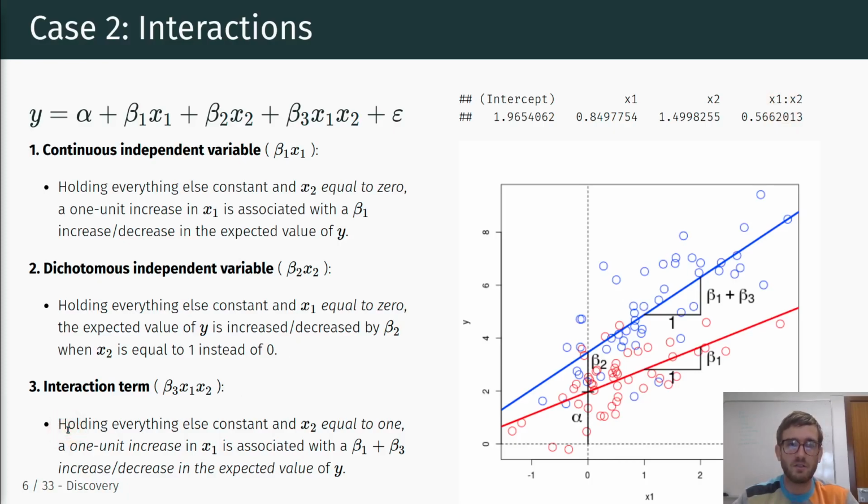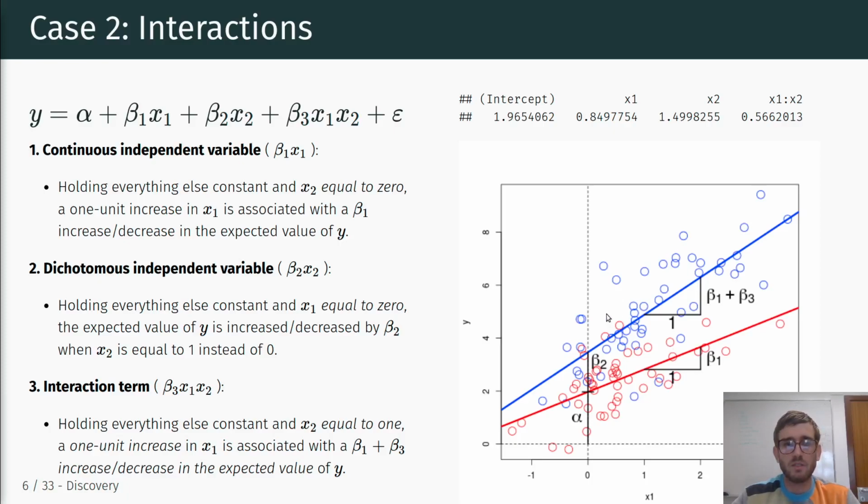Holding everything else constant and x2 equal to 1, a 1 unit increase in x1 is associated with a beta 1 plus beta 3 increase or decrease in the expected value of y, okay? So now we said before that beta 1 describes the change in y that is associated with a 1 unit increase in x1, right?